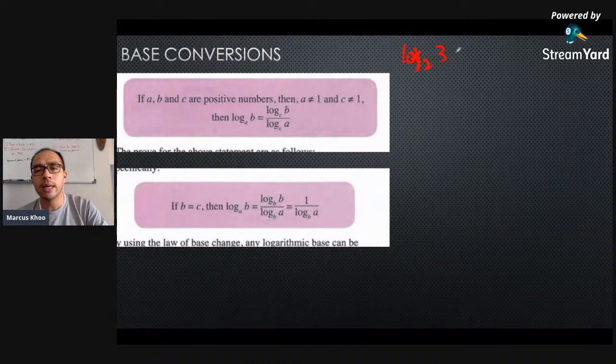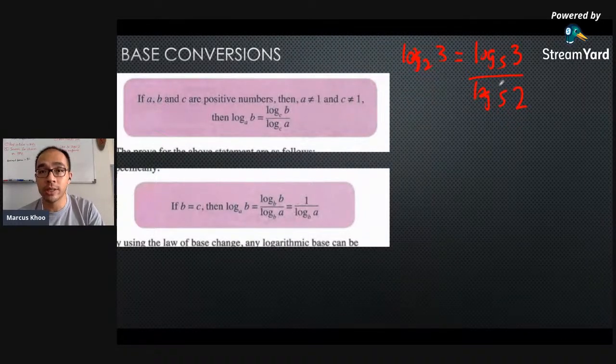So for example, let's say I have log base 2 of 3, and say I want to change to log base 5. I'll do log base 5, and I put the number 3 on top, and I put the number 2 at the bottom. So that's how we use base conversions.